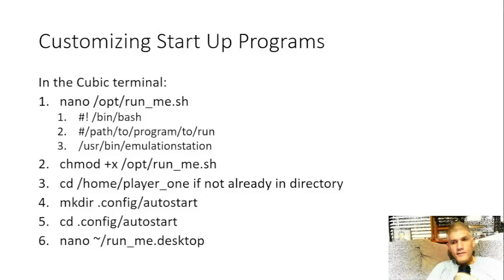Alright, now let's discuss what we need to do if we would like to, for instance, have RetroPie start up on startup, or any other program that we choose. Basically, what we will do is we will create an executable shell script to launch the program, and we're going to save our shell script in the /opt directory because that directory is accessible to all users.